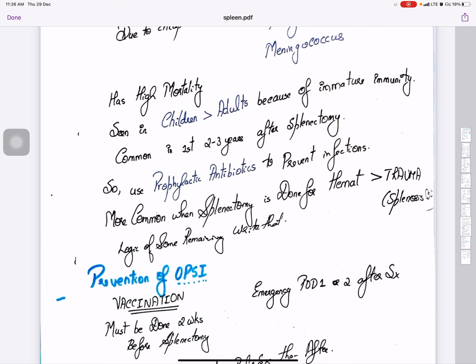Fine. So this is splenectomy, lovelily done. What is OPSI? OPSI is overwhelming post-splenectomy infection. When does it occur? Usually in the first 2 to 3 years after splenectomy. Which are the organisms implicated? Pneumococcus, meningococcus, H influenza, which are basically encapsulated organisms. It mostly affects kids more than adults. It's seen more commonly in hematological splenectomy than traumatic splenectomy, because in traumatic splenectomy, active search for accessory spleen, splenculi, is not done. So some part of spleen remains, so the function remains.